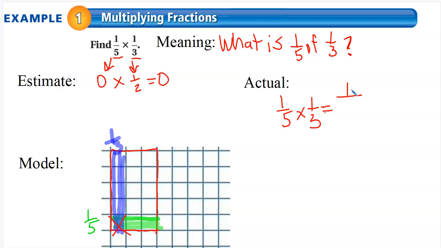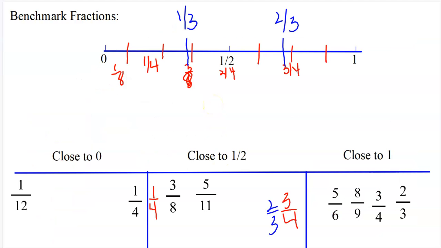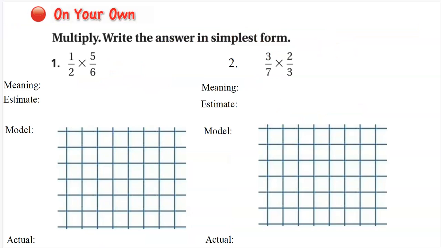It's 1 out of, well, how many squares are there total, right? There's 5 times 3, which is 15. So if I started with a fifth of something and then I took a third of it, that leaves me with one little tiny piece that is 1 out of 15. So the actual answer is 1/15. And if you looked at what I showed you from the textbook, you're basically multiplying across the numerators and multiplying across the denominators.